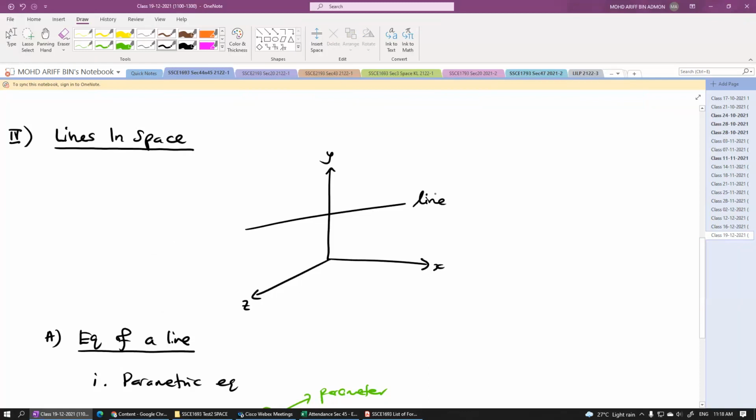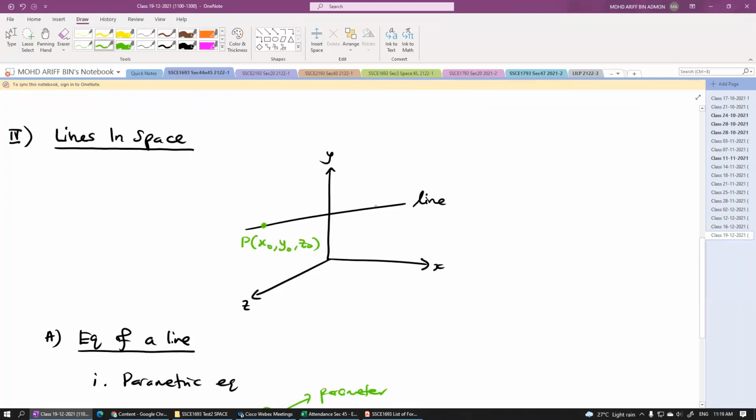Let's say we know a point on this line. For example, I put it as P: x naught, y naught, z naught. We put the naught here to make sure that these values are known values. So this is our P.